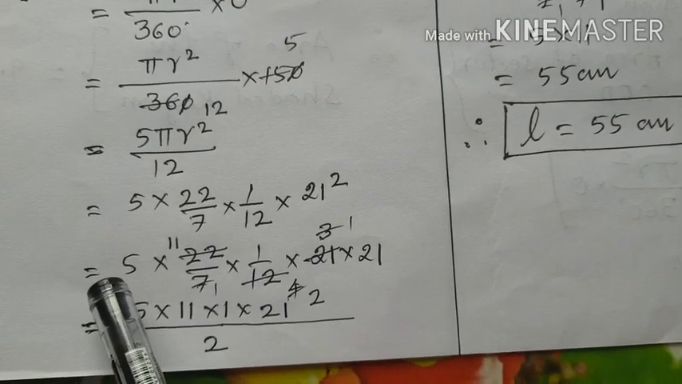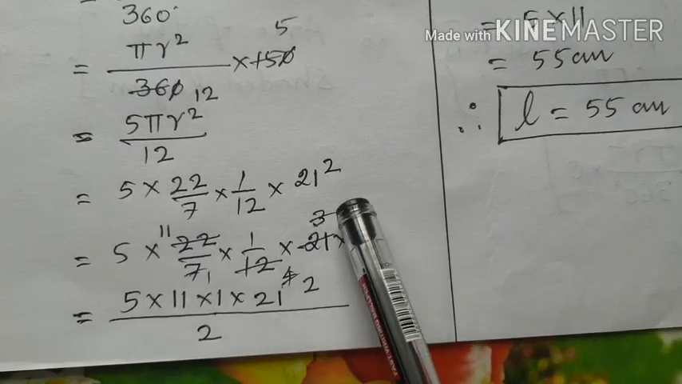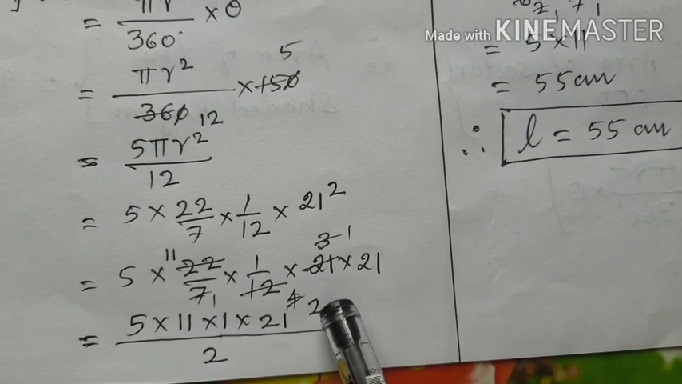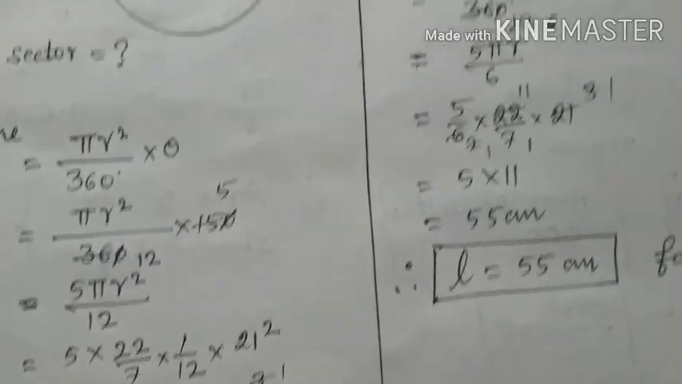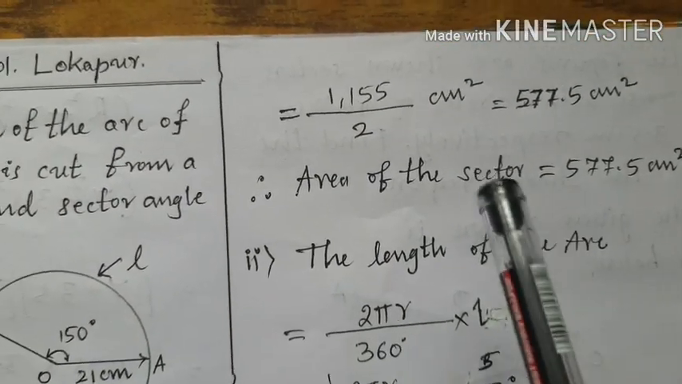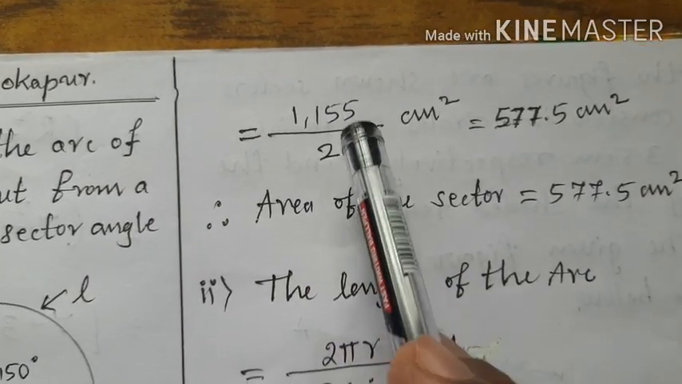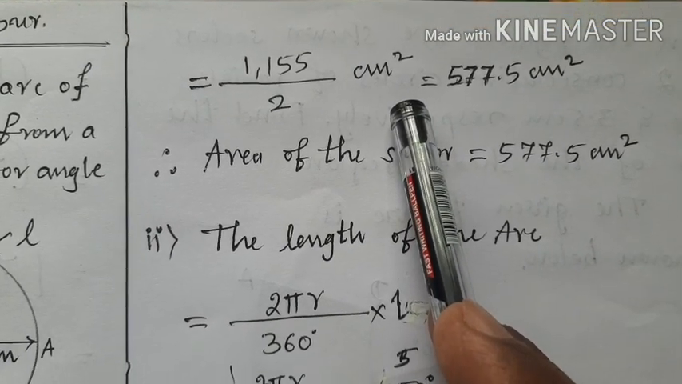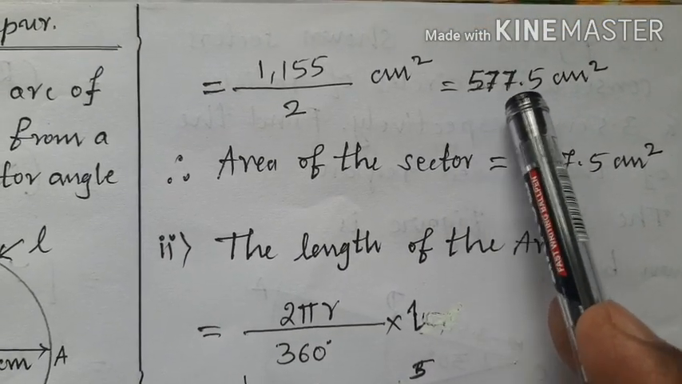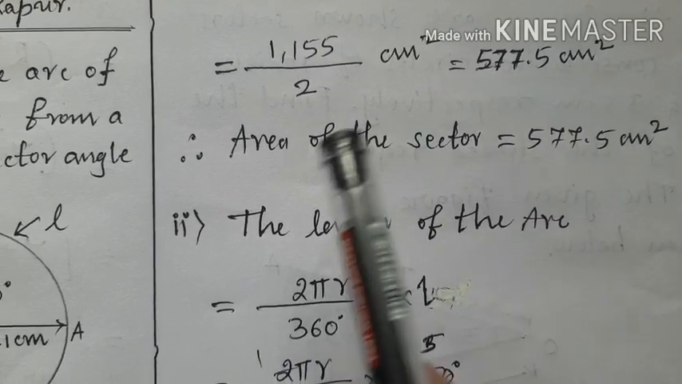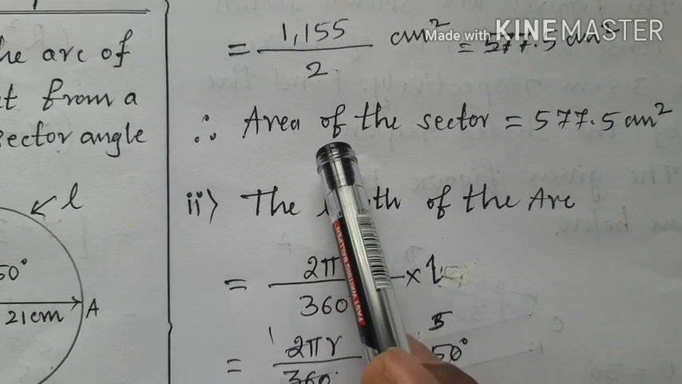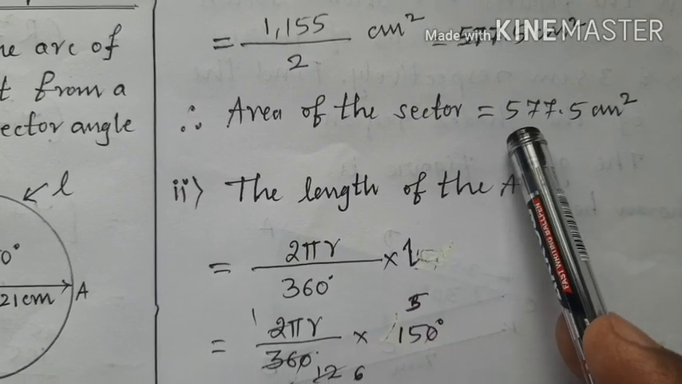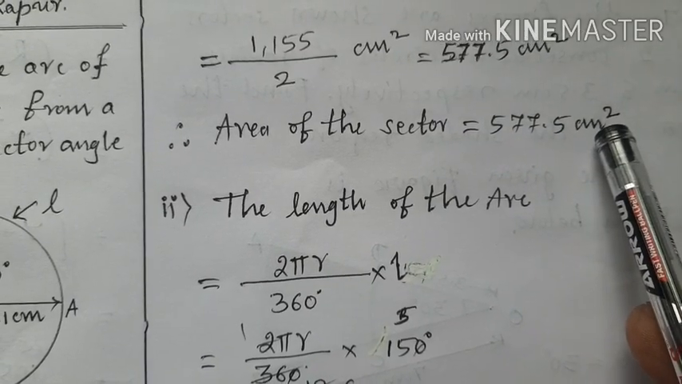So, in the numerator 11 into 1 into 1 into 21, that is 11 into 21, divided by 2. Now, the product of this is 1155 upon 2 centimeter square. If it is converted into decimal expansion, then it is 577.5 centimeter square. Therefore, the area of the sector whose radius is 21 and sector angle is 150 degree is 577.5 centimeter square.